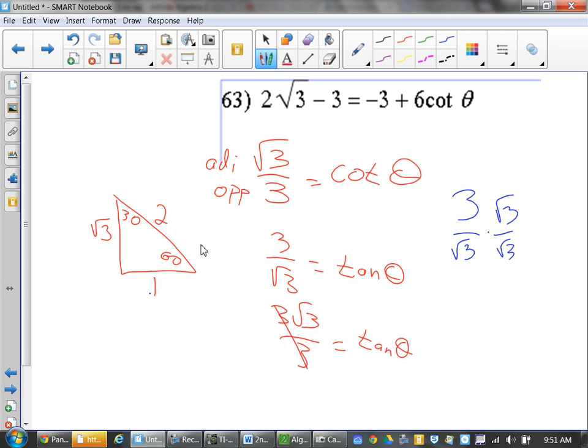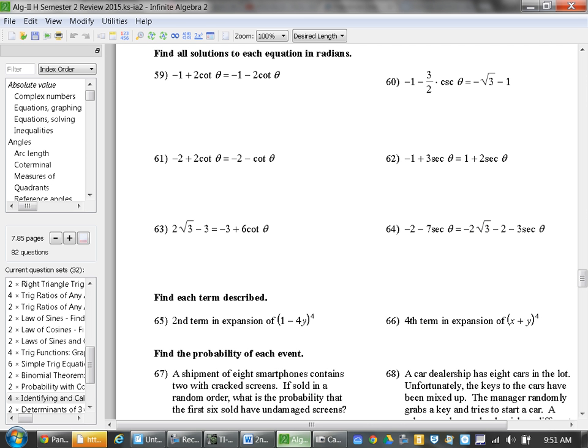Yeah, Ben? Sorry to go back, but on the number 64 that you did, you said something didn't work? It didn't work. The reason it didn't work is because you wound up with an adjacent that was larger than a hypotenuse. Like 2 root 3. Oh, okay, so you have to divide by 4 to see it? Yeah. Yep.